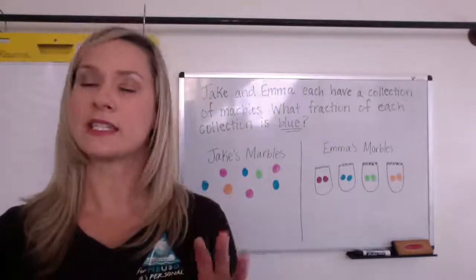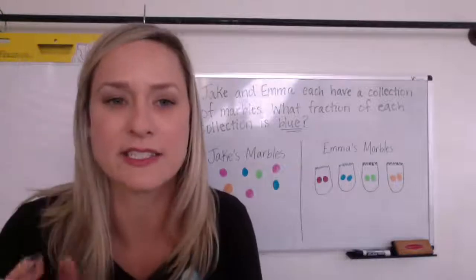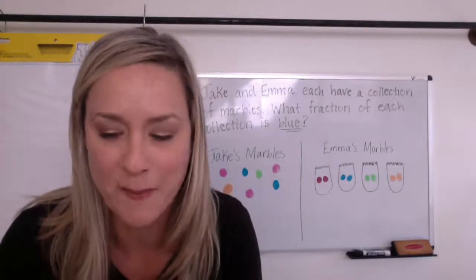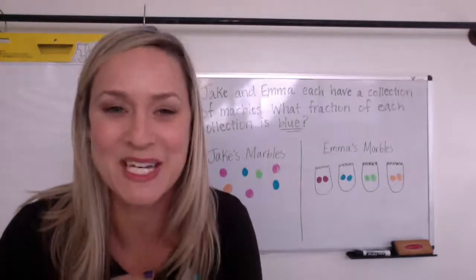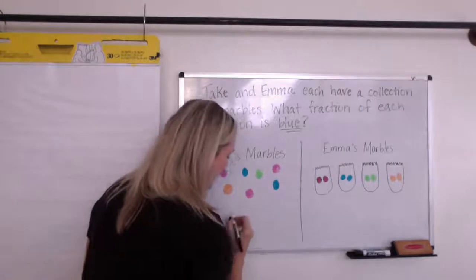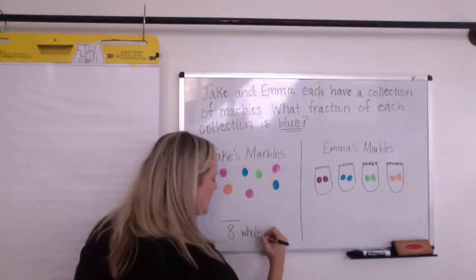Now, 8 tells us about the whole number of marbles that Jake has. So that's going to be our what? Numerator or denominator? It's going to be our denominator. That's our bottom number. It tells the whole amount. Let's just write that in. Whole amount.